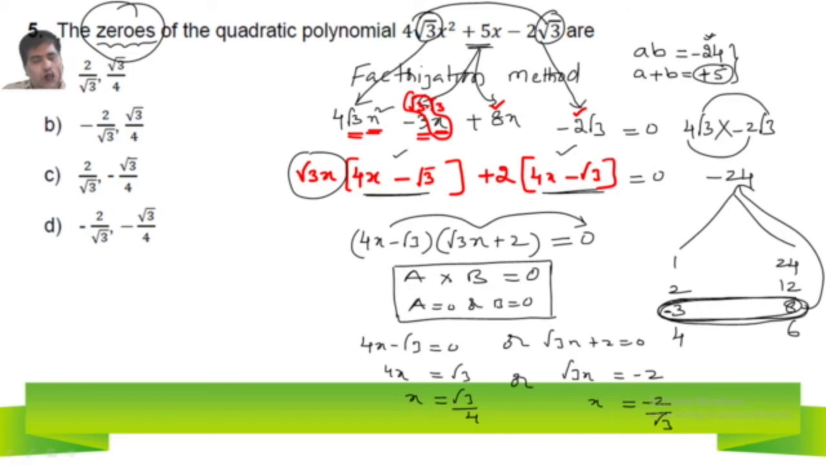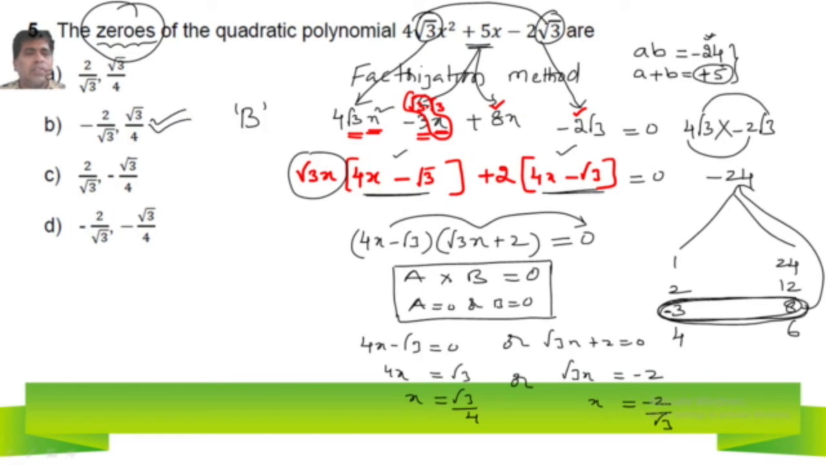So here we'll go to the options now. Root 3 by 4 and minus 2 by root 3. Where is root 3 by 4? Here I could see root 3 by 4 and minus 2 by root 3. So your option is B. Apart from all the 4 questions, only for this question we have given much time. And it's very simple, and you have to learn it.